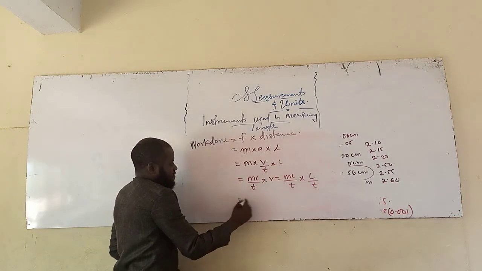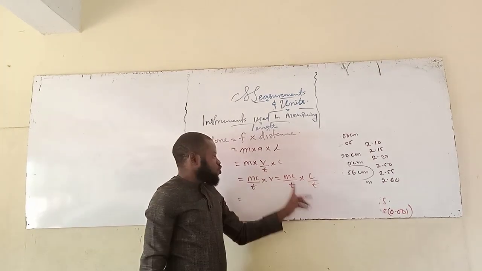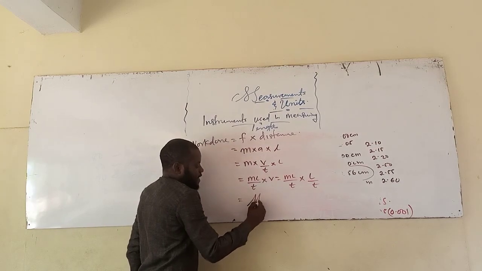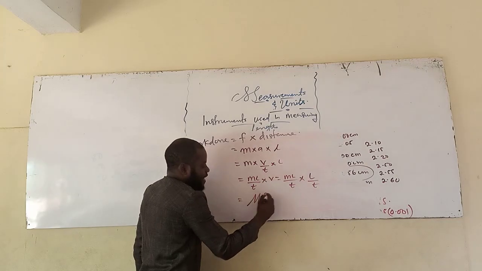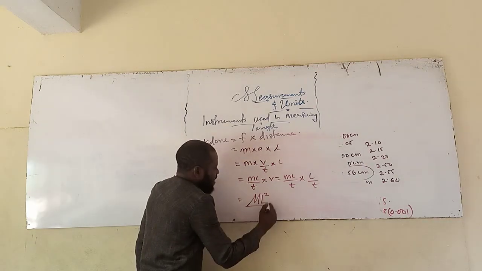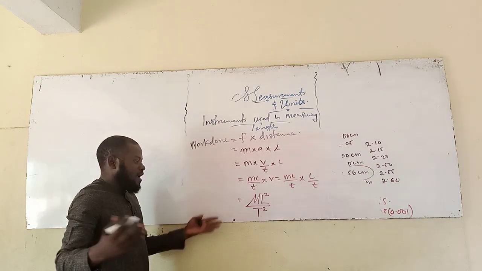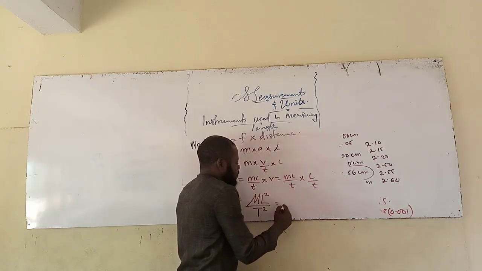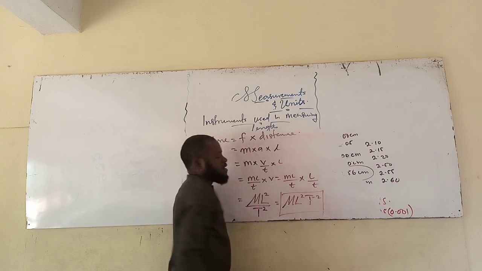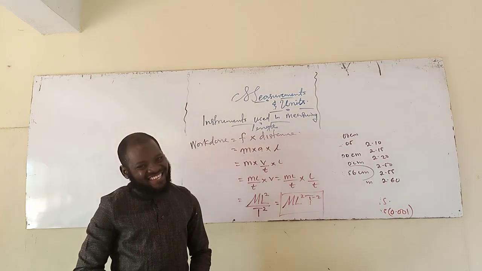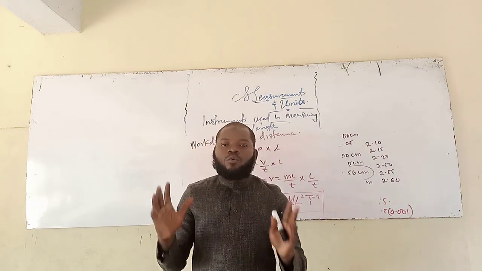So what's the next step? Step 3 states: replace everything with their symbols. So the symbol for mass is capital M. Length times length will give us length squared. The symbol for length is what? Capital L. So it becomes capital L squared, divided by time times time, that's time squared, so capital T squared. And the last step, of course, is going to be what? ML squared T raised to power minus 2. Have you seen this now? Do you get this? That is how to go about the dimension of a physical quantity.